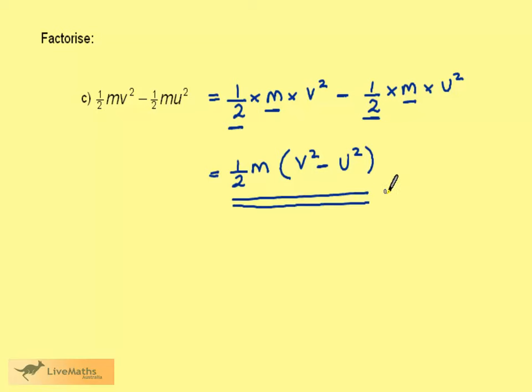As we'll find later, this bracket can actually be factorized itself. However, at this stage, we can't do that, so this is the solution we can arrive at this stage.